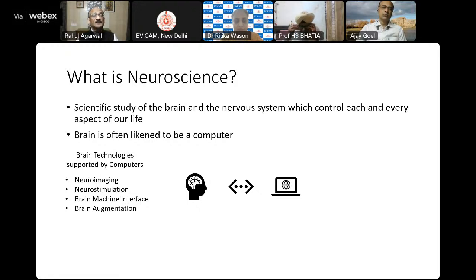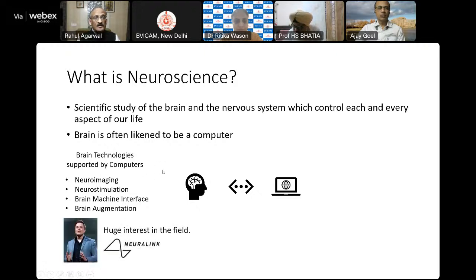And brain augmentation is another field where you can look at enhancing the capabilities of the brain by augmenting it with some additional devices. So this is a very, very exciting field. Even people like Elon Musk have huge interest in this field. He has even created a startup called Neuralink, which is working in this field very aggressively. So this is how computer science is influencing neuroscience research and development.